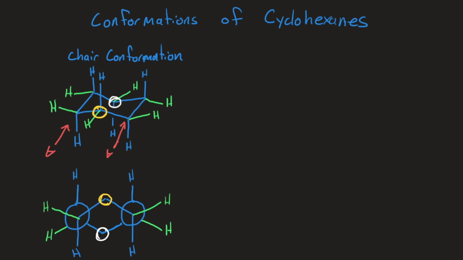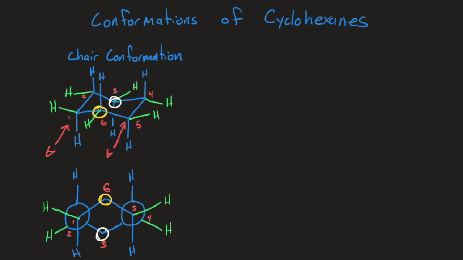If I were to number my carbons, I could do that. This would be 1, 2, 3, 4, 5, 6. Carbon 1 is in the front here. Carbon 2 is directly behind carbon 1. Carbon 3 is this white carbon. Carbon 4 is in the back here. Carbon 5 is in front. And carbon 6 is up top.